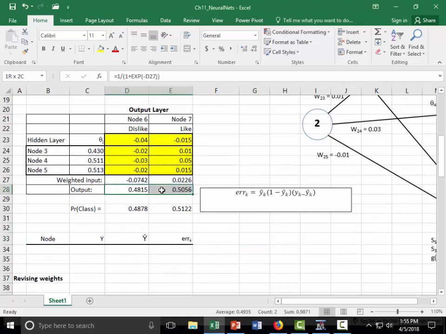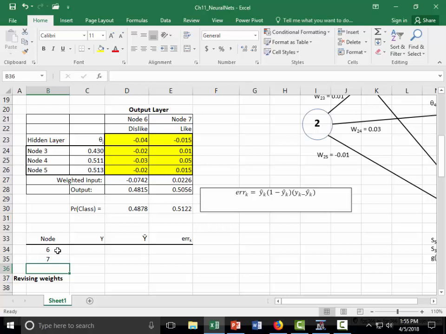Okay, now these are the outputs coming out of the output layer at the end. And so we have two nodes and we have to compute the error for each of these two nodes. Node 6 stands for like. Node 7 stands for dislike.